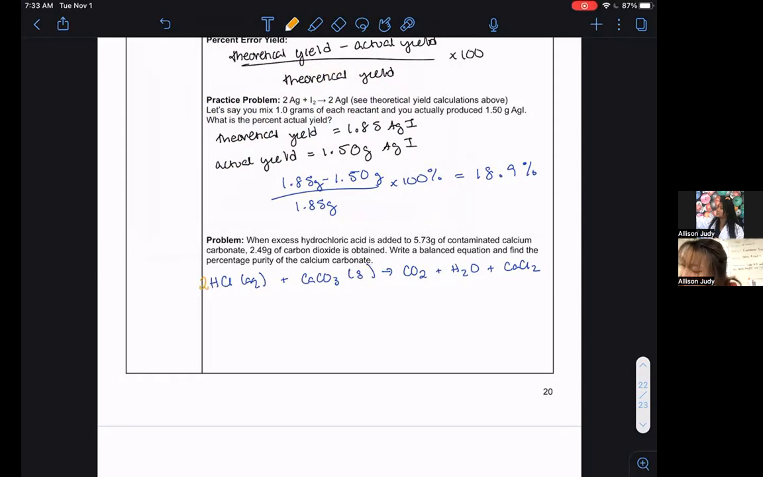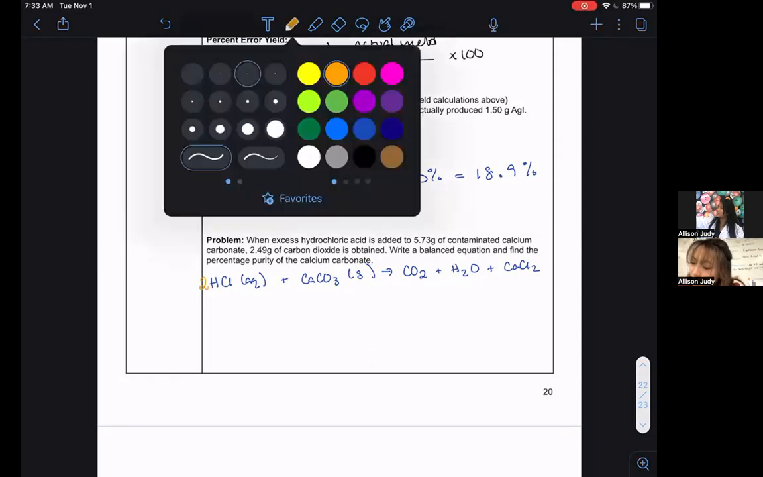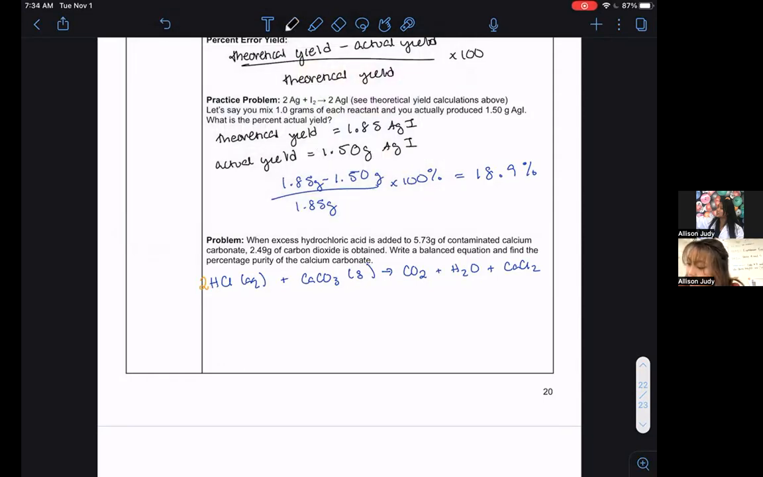All right. And then all I tell you is that I want you to find percent purity. Okay. So percent purity is, how much did I have of the sample and how much did I get out? So what we see is that when we add 5.73 grams of contaminated calcium carbonate, we get 2.49 grams of carbon dioxide. So the question is, what's our percent purity of the calcium carbonate?